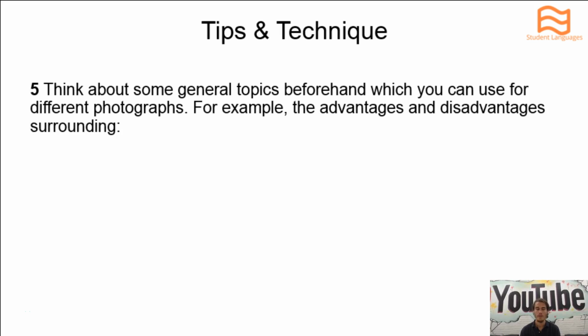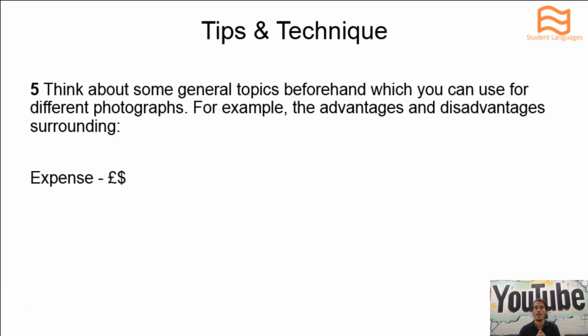And tip number 5, you should think about some general topics beforehand which you can use for different photographs, for lots of different photographs. Some general topics that you can put with these 2 photographs or with any other 2 photographs. For example, you could think about the advantages and disadvantages surrounding money, how much something costs. This can apply to lots of different situations.